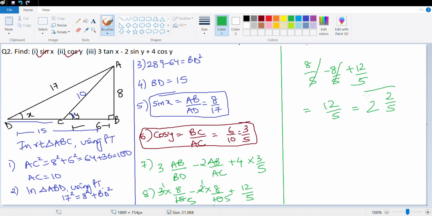We don't write your answers in improper fraction, we convert this into mixed fraction. Good. Let's look at the next question.